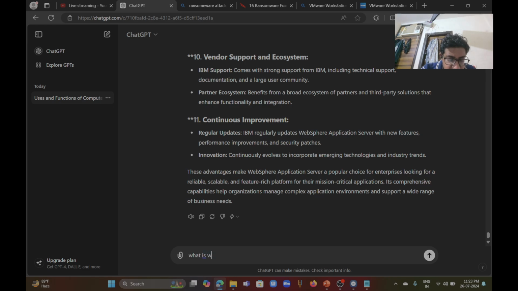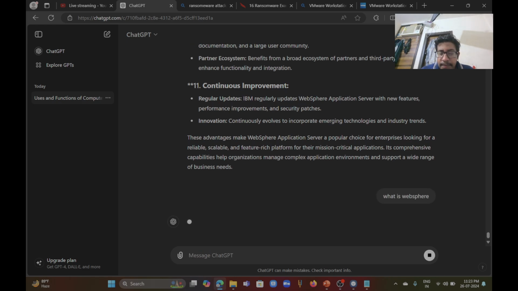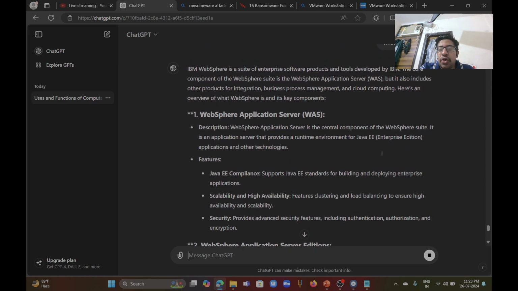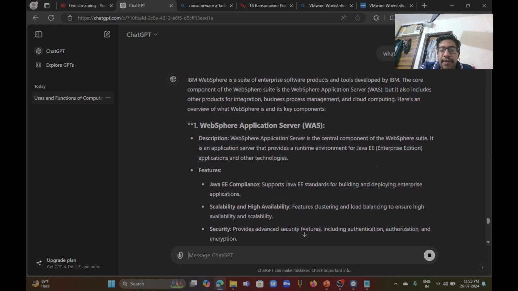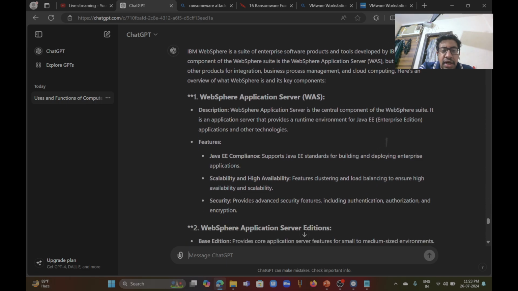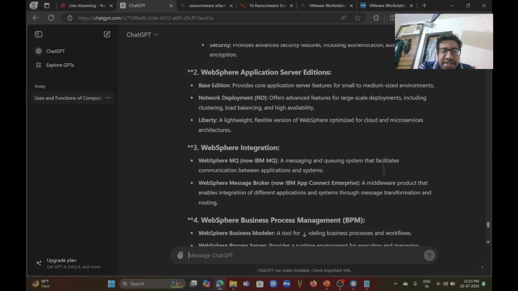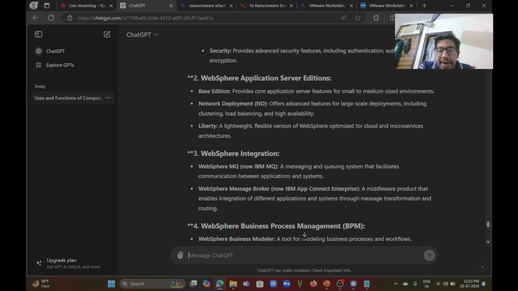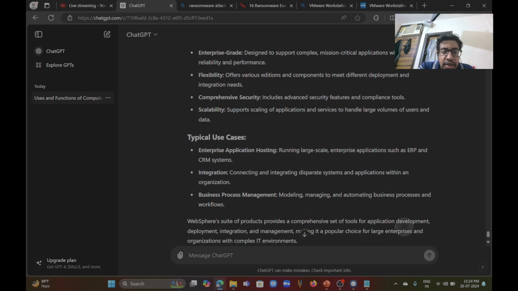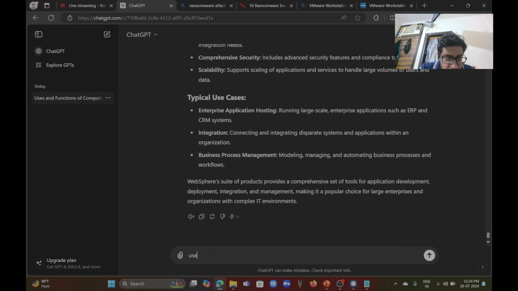What is WebSphere? What does it get? See, enterprise software and tools developed by IBM, with the core component of the WebSphere suite being the application server. It includes other integration, business process management, and cloud computing, and these are the editions: base edition and network deployment, for small and medium sized environments and large scale deployment, and liberty profiles and other things. Okay, BPM and cloud and virtualization, development tools and a typical user interface. Okay. Use case of WebSphere.